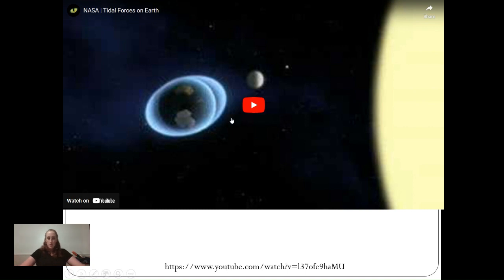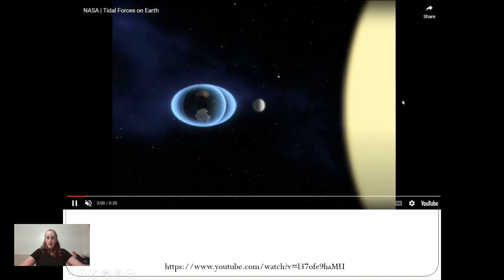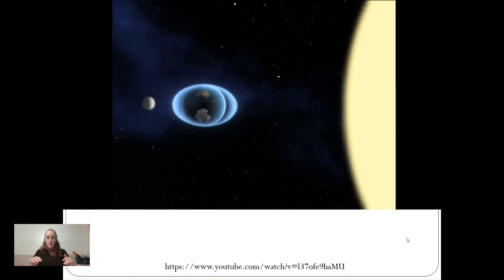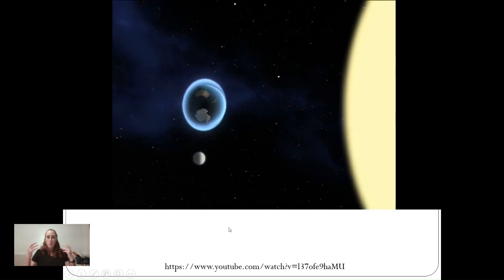So let's look at tidal forces. Let me just loop this. So the sun pulls on Earth's water, and then the moon pulls on Earth's water. If we have Earth here, the lighter blue is supposed to show you how Earth is being pulled on by different objects that have a gravitational pull.